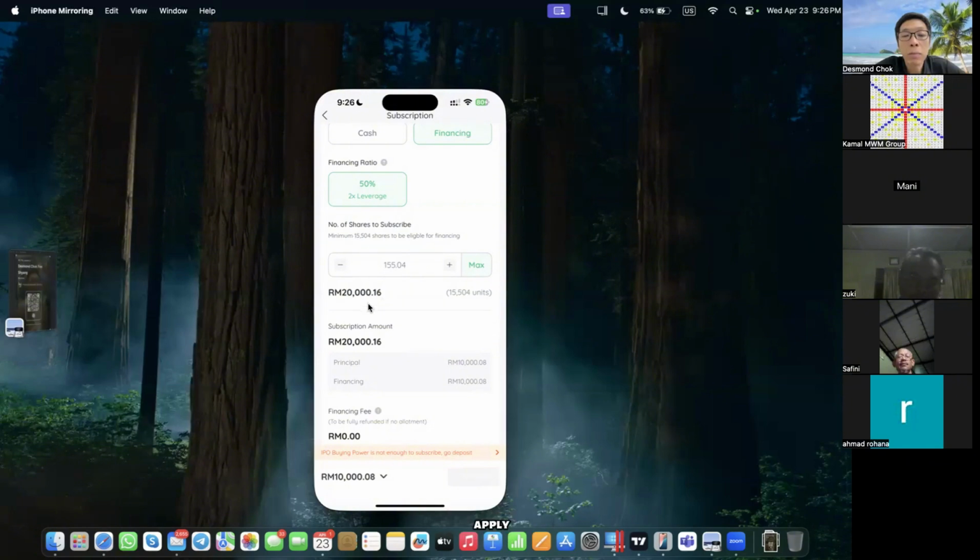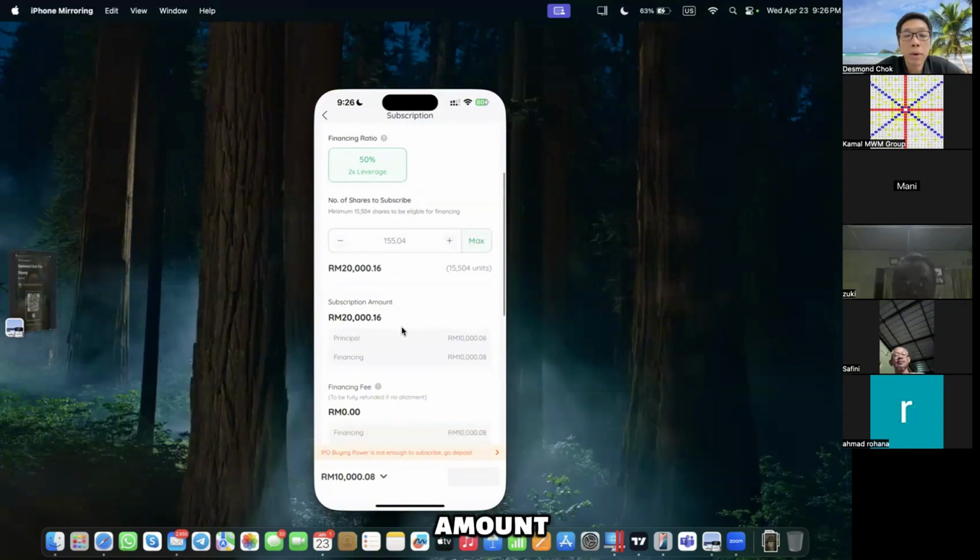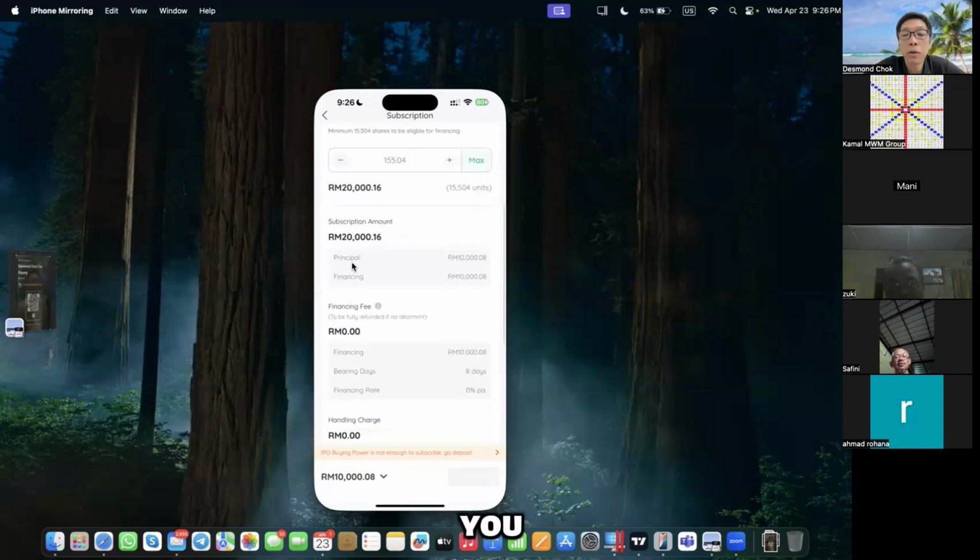So you need to apply at least 15,504 as the minimum amount to subscribe. Let's say you have 10,000 here, then M Plus will provide an additional 10,000 financing for you to apply. So instead of applying with 10,000, you are using 20,000 to apply for the IPO, which increases your chances of getting the IPO.